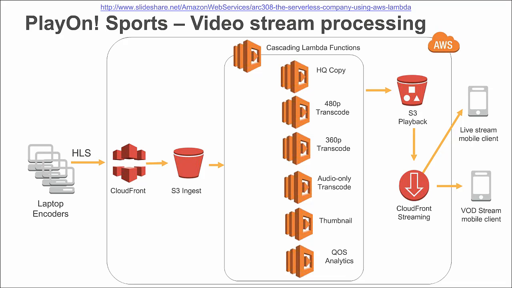But in brief, the architecture allows end users who are streaming live video via laptop encoders to stream it to S3 via HLS and have those chunks land in S3 buckets, triggering a cascading set of Lambda functions to transcode those video chunks into various formats and store them in a separate S3 bucket, where their end users who are viewing the videos are able to stream the video in near real time.